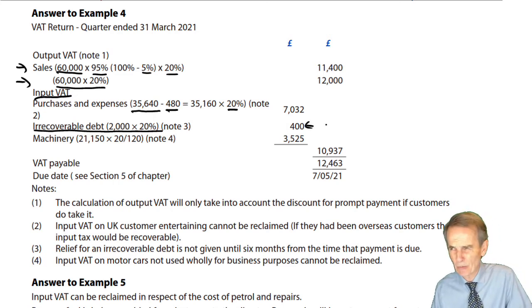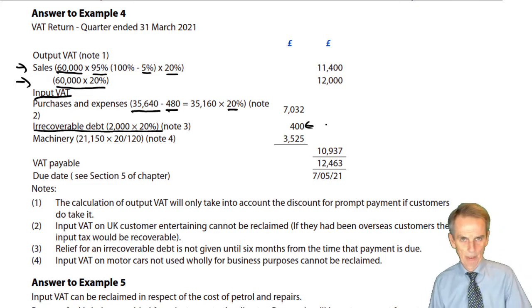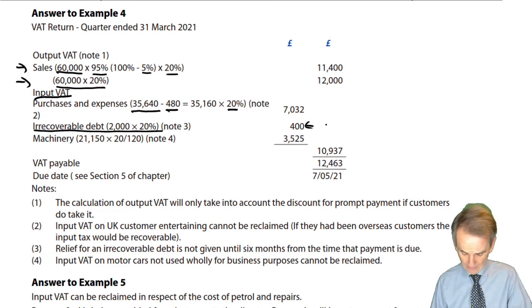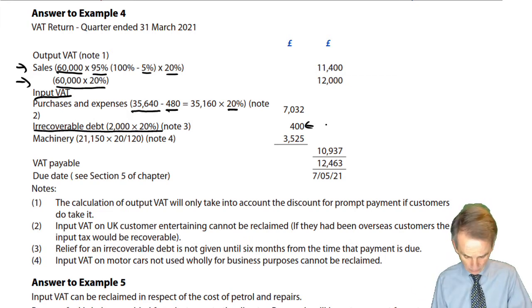The later one, I think it was in December 2020, that will fall into the next VAT return period, the one that ends the 30th of June 21. But we can't have that money back yet. How do we show it? We show it as input VAT to go against, therefore, the original output VAT that would have been charged.